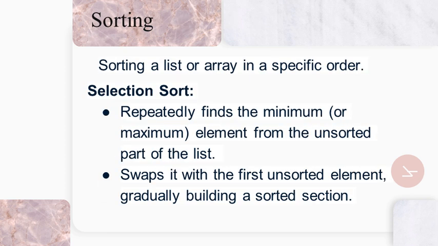This is about sorting a list of array in a specific order. We have different algorithms to sort the list of array. One of those is selection sort. In selection sort, the algorithm divides the array into two parts, sorted and unsorted. It repeatedly selects the smallest element from the unsorted part and swaps it with the first unsorted element. So the steps will be like this: find the smallest element in the unsorted portion, swap it with the first unsorted element, and repeat until the array is sorted.